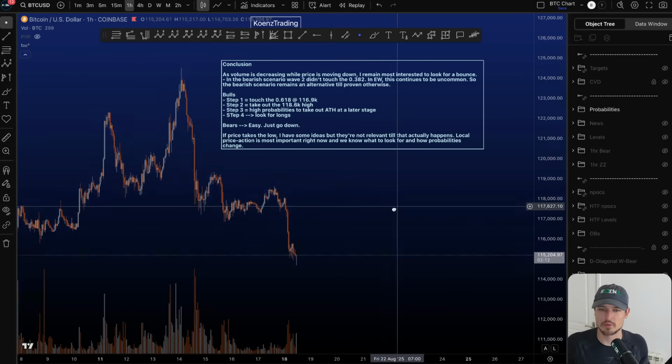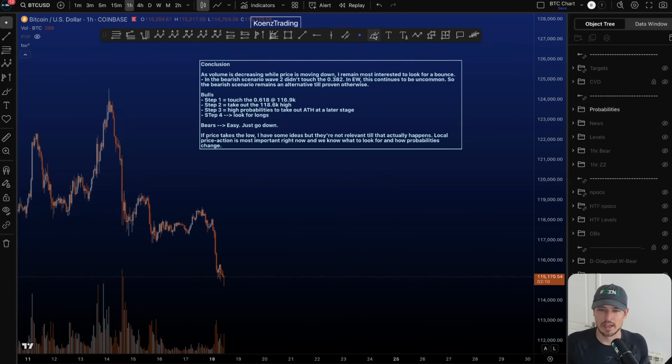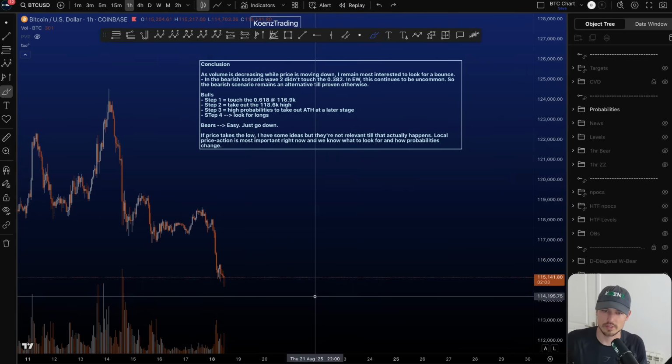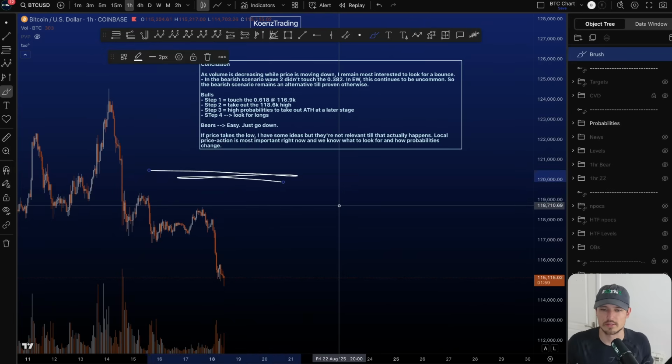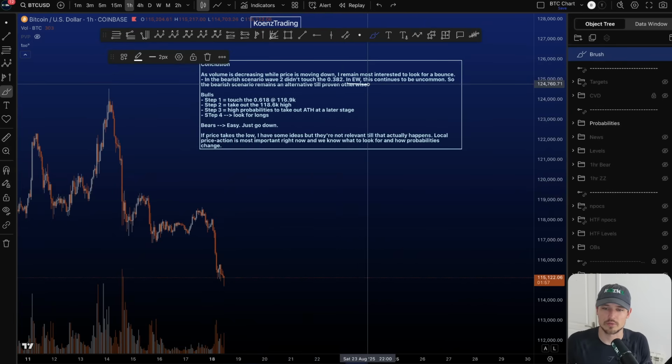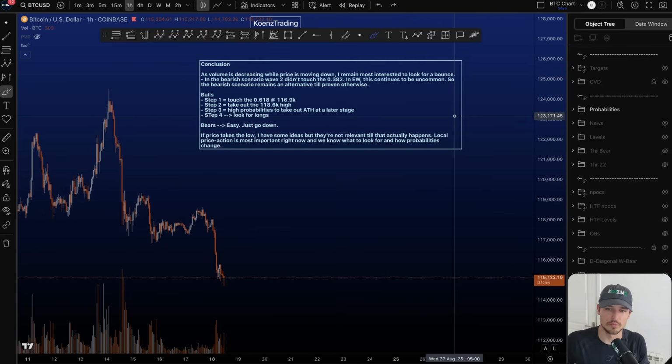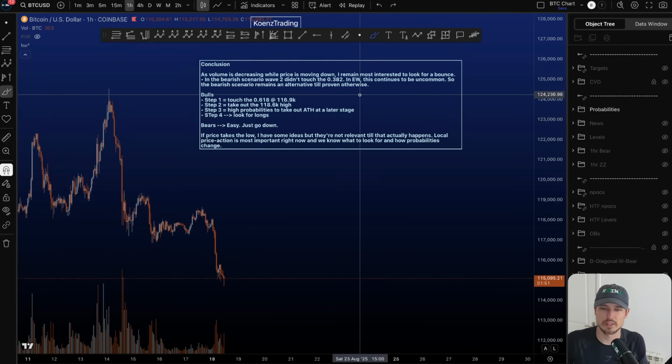And then we get to the probabilities. So the conclusion is, as volume is decreasing while price is moving down, I remain most interested to look for a bounce towards the upside. In a bearish scenario, wave 2 did not retrace to at least the 0.382, which in Elliott Wave terms basically means it's uncommon, so it lowers the probabilities. Therefore, the bearish scenario remains an alternative until proven otherwise.